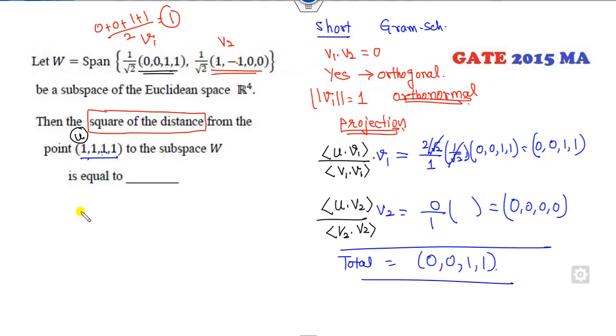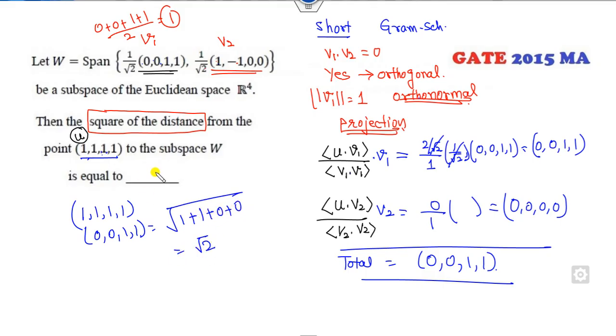Fine. Now you can find the distance between (1, 1, 1, 1) and the vector (0, 0, 1, 1). So what is the distance? It's 1 minus 0 is 1, squared; 1 minus 0 is 1, squared; 0 squared plus 0 squared. It is root 2, and you need to find the square of that distance. The square of that distance will be 2, which is the right answer. So this is the way you can solve this problem as well. That's your choice.